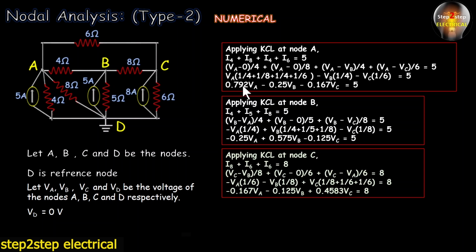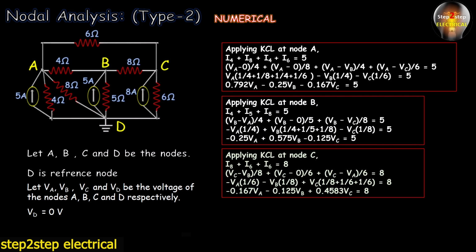Coefficient of VA is positive while applying KCL at node A, while applying KCL at node B, the coefficient of VB is positive, and while applying KCL at node C, the coefficient of VC is positive. Why? Think of this. As we applied KCL at node A, we assumed that node A has the highest potential. Once we were applying KCL at node B, we assumed that node B has the highest potential. Similarly, while applying KCL at node C, we assumed node C has the highest potential. That's why VA is positive at node A, VB is positive at node B, and VC is positive at node C.